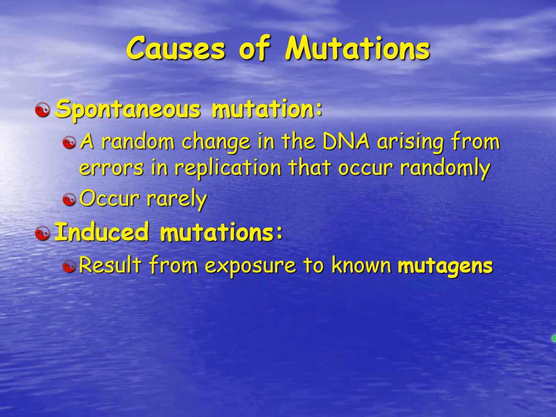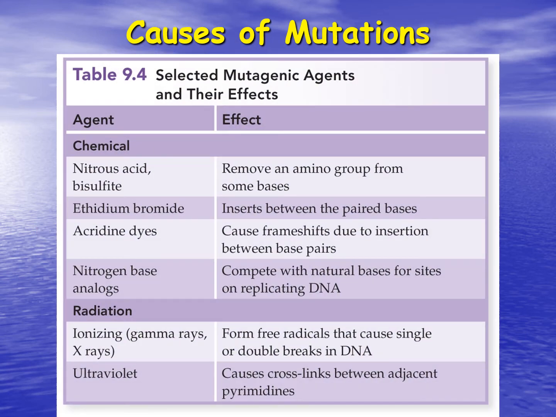Induced mutations, however, result from exposure to known mutagens, and mutagens are anything that will cause a mutation. A carcinogen, for example, is a mutagen because carcinogens cause a mutation within the cell that will cause cancer, but not all mutagens are carcinogenic. So here's just a table with some of these, and you can read down through these, but there's a whole number of chemical mutagens out there, and of course radiation, including both ionizing and non-ionizing radiation.